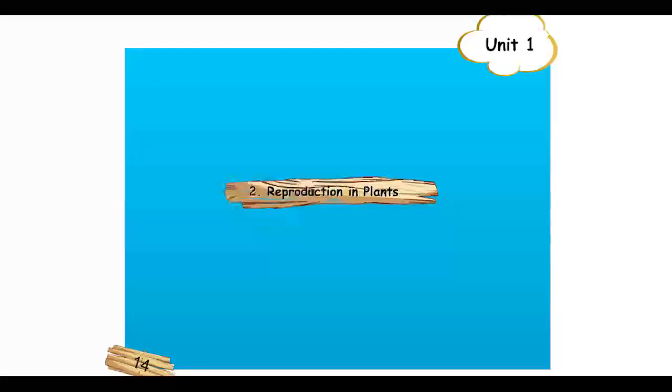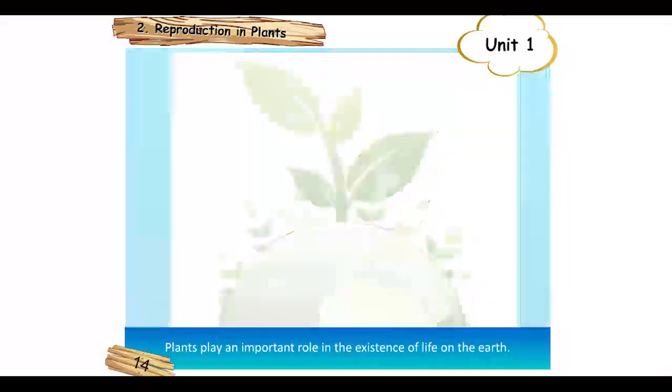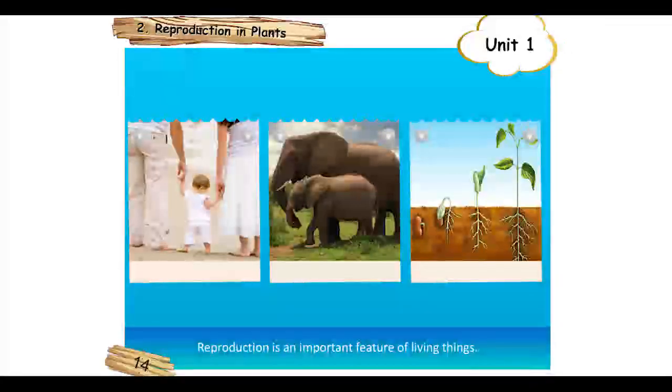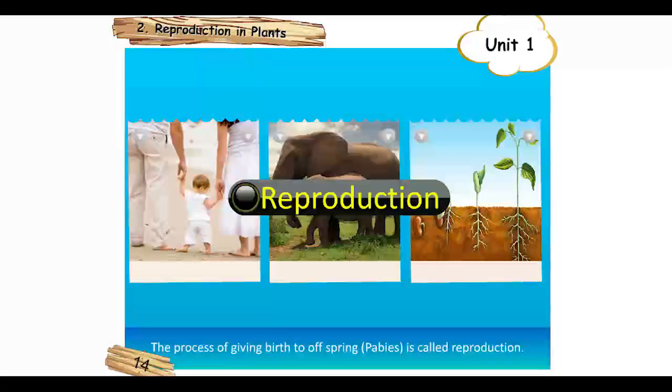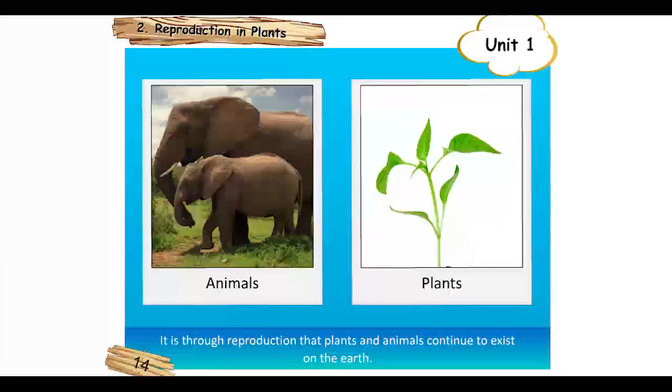Chapter 2: Reproduction in Plants. Plants play an important role in the existence of life on the earth. Man and animals depend on plants for food. Reproduction is an important feature of living things. The process of giving birth to offspring or babies is called reproduction. It is through reproduction that plants and animals continue to exist on the earth.